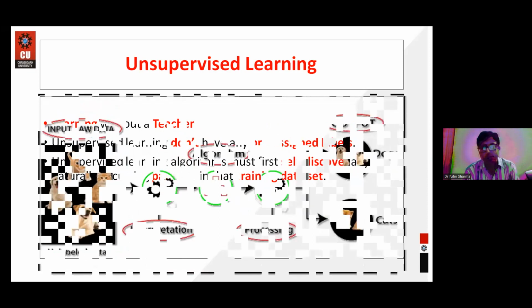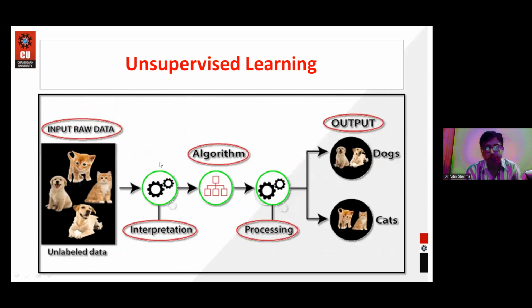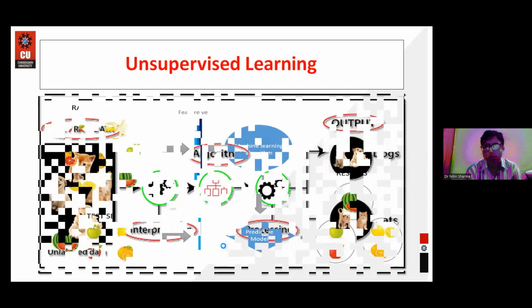How? Just see here. We have given the input images. We are not telling whether this is a dog or a cat. The algorithm itself is able to interpret from the input data that we have two different categories. It is able to categorize the input data into two clusters, two forms. One belongs to dogs and the second category belongs to cats. It's an example of unsupervised learning.